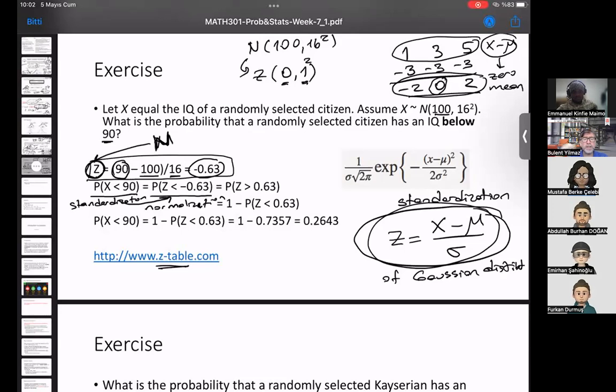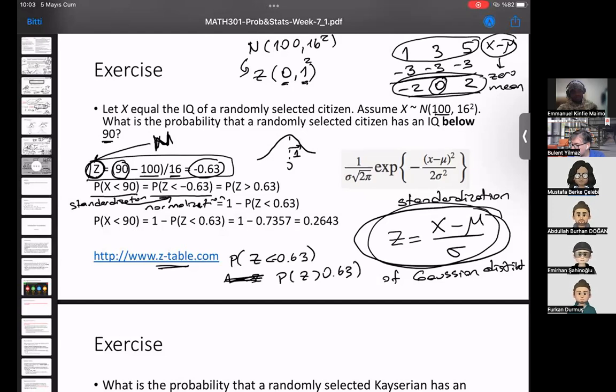Z distribution is the standardized form of your normal distribution, whose mean is 0 and standard deviation is 1. Then in your Z table, you can find out either the probability of Z less than minus 0.63, or 1 minus that, or the probability of Z greater than 0.63.